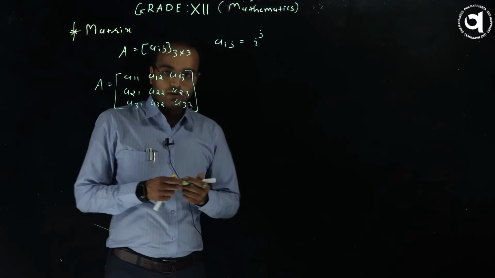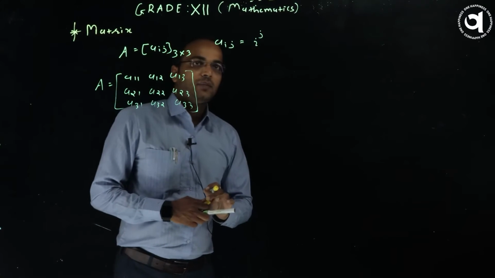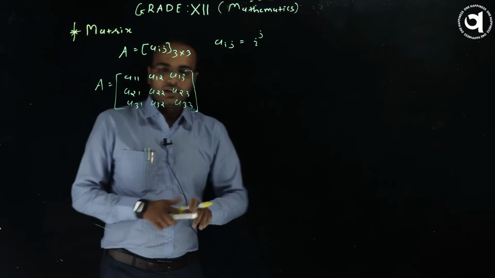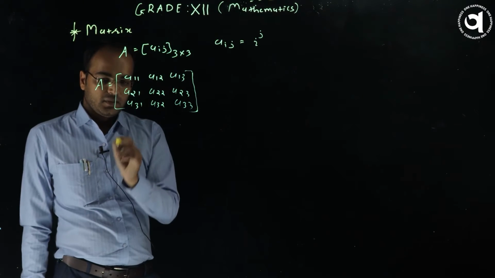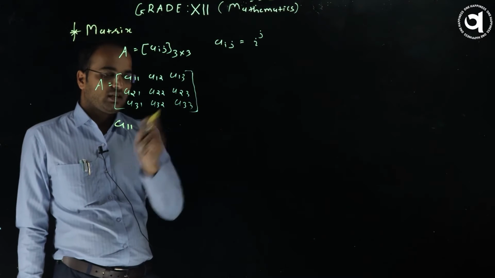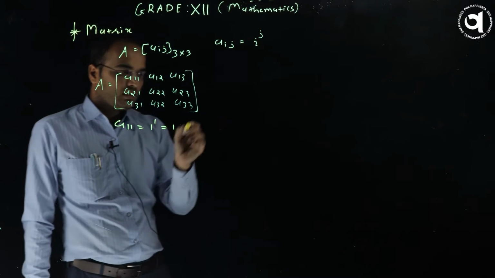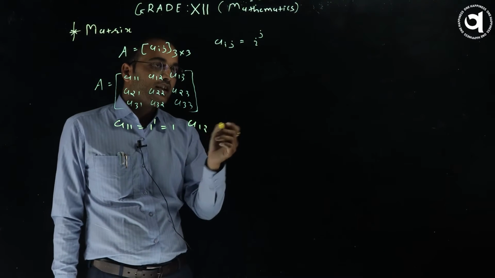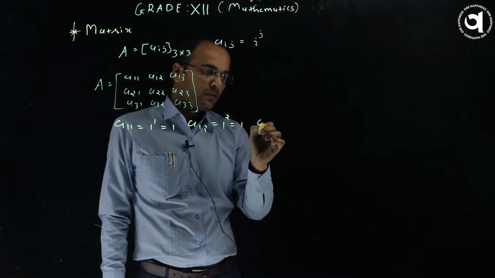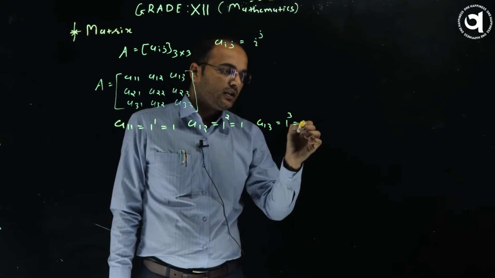Now, we want to find out all these elements by this relation Aij equal to i power j. i indicates what? Row and j indicates what? Column. So, now we want first element A11. Put in this relation i equal to 1 and j equal to 1. So, that is equal to what? 1 power 1, we get 1. Now, what is A12? i is 1, j is 2, that is 1 power 2, it is again 1, and A13, i equal to 1 and j equal to 3, that is 1 power 3, and it is also 1.